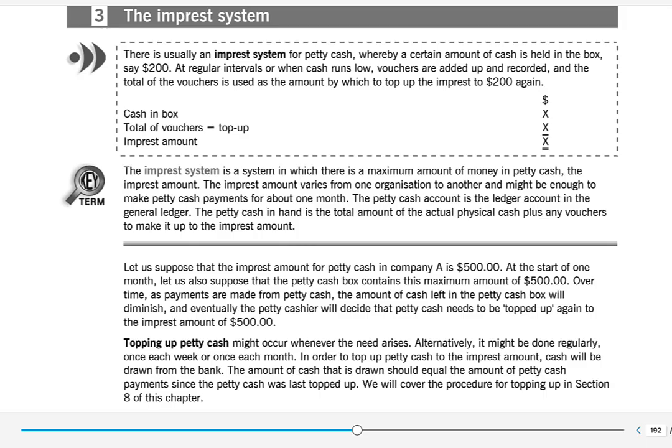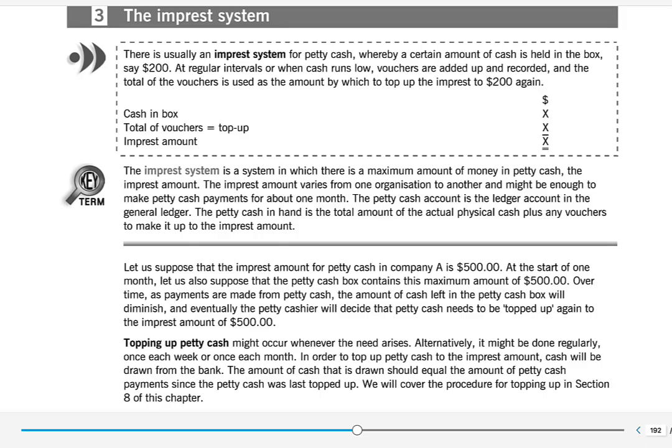4. What topping up the imprest means. After some time, the petty cash box will have low cash, so the business must refill it. This refill is called topping up the imprest. Here is the main idea. We top up petty cash with exactly the amount that has been spent. That way, the petty cash goes back to the original imprest amount again. So after topping up, the petty cash float becomes full again. It returns to the same fixed amount as before.